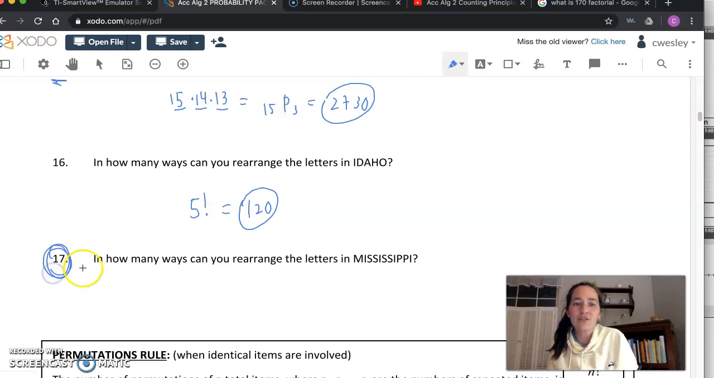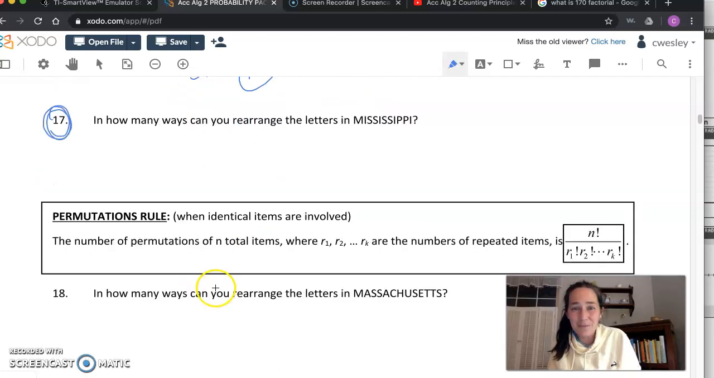And how many ways can you arrange the letters in Mississippi? M-I-S-S-I-S-S-I-P-P-I? Well, I don't know. A big question mark goes here first until we get another rule. If you count them, there's 13 total letters, but how many choices do we have for the first slot? Well, there's a bunch of repeats. It's harder to do blanks when identical items are involved.